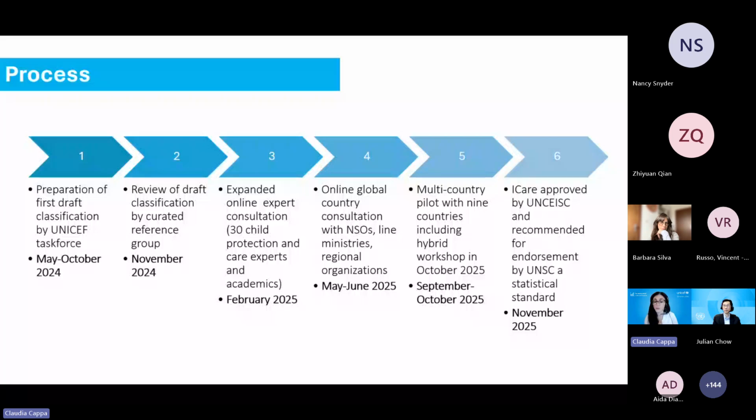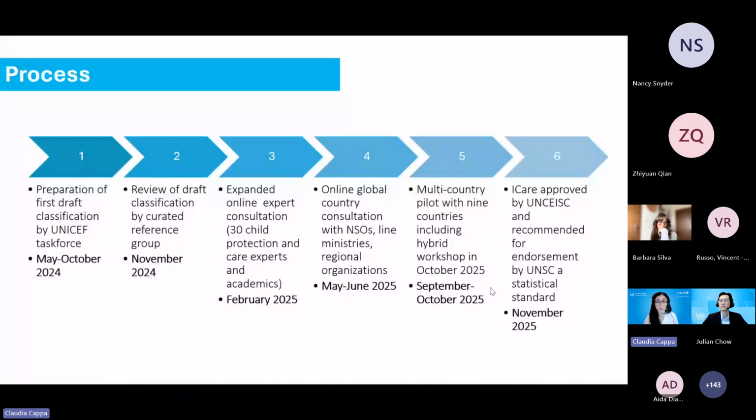This document then, in February of 2025, was sent out for a global online country consultation with national statistical authorities, line ministries, and regional organizations. This country consultation process involved over 40 different national statistical offices and took place between May and June of 2025. This was then followed by a multi-country pilot, which involved 9 countries that were also invited to participate in a workshop that took place in Florence in October. And then the draft classification was reviewed by the UN Committee for Statistical Classification, and hopefully will be presented to the Statistical Commission in March for consideration.